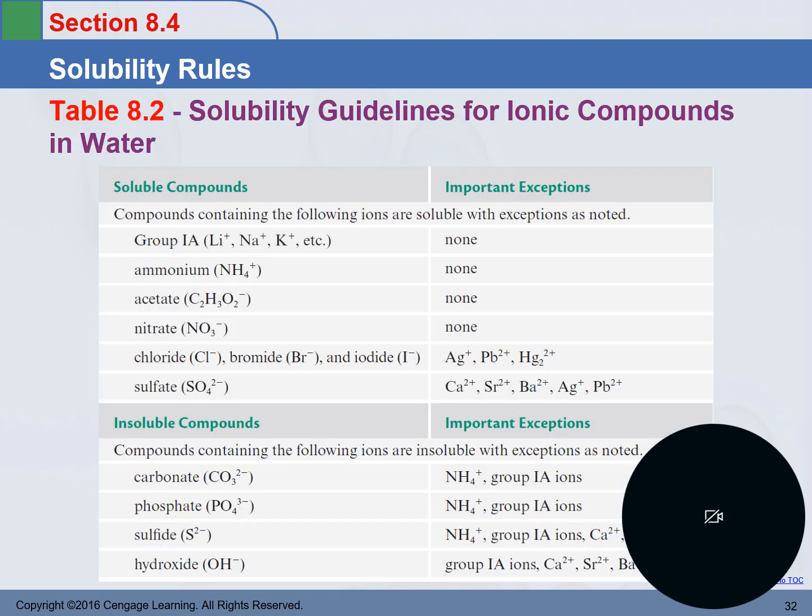Here's a table for some solubility guidelines for ionic compounds. I would have this handy and ready for tests and quizzes. We can see most group 1A compounds are going to be able to be dissolved. Same thing is true with ammonium, acetate, and nitrate. There are a few exceptions, and those are denoted right here: silver, lead, mercury. And then with sulfates, you can see the ones that are insoluble as well. Other insoluble compounds are listed right here, and some exceptions are over here. So again, have that readily available for any test or quizzes.